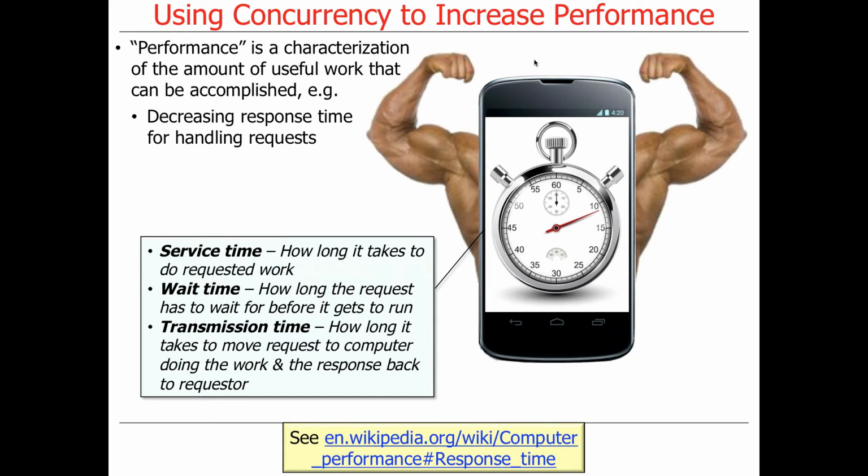One is decreasing the response time for handling requests. And of course, this goes back to our earlier discussion about responsiveness. So when we think about decreasing response time, there's a couple of subcategories. There's service time, wait time, and transmission time. And different architectures and different applications will engage or incur different amounts of overhead in each of these areas.